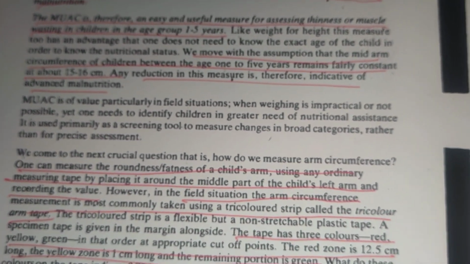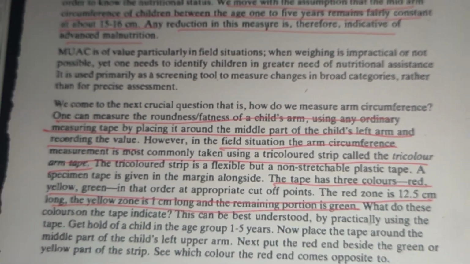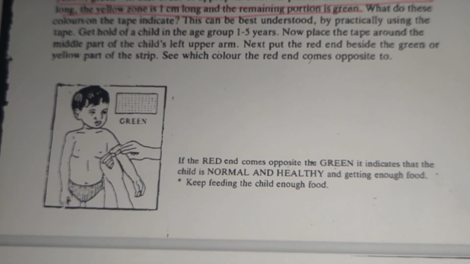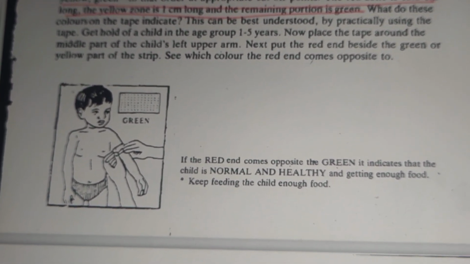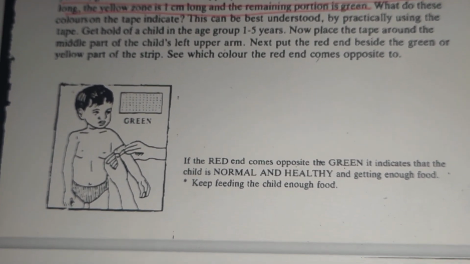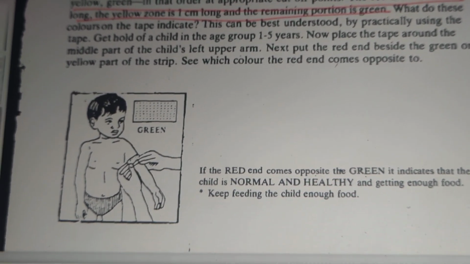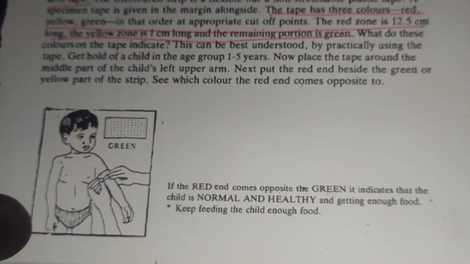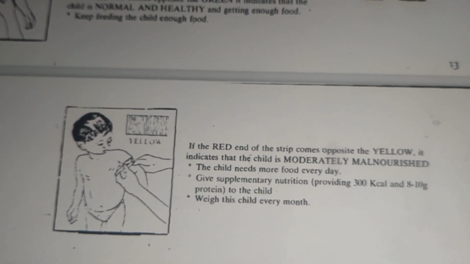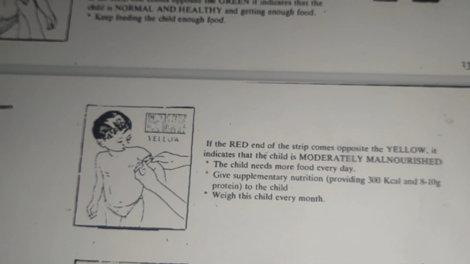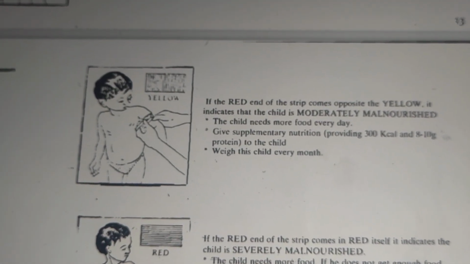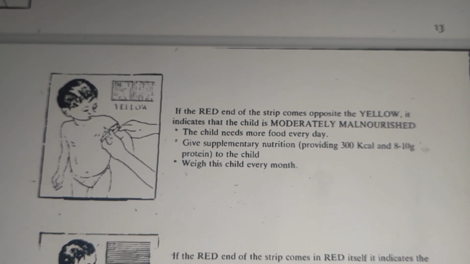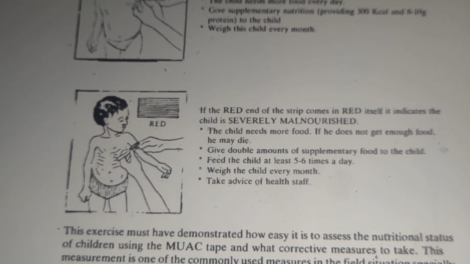If you are measuring in the field, a tricolor arm tape is used. How is it used? The middle part of the arm is taken for the measurement. If the red end comes opposite to the green, it indicates the child is normal and healthy. If the red comes opposite to yellow, it indicates the child is moderately malnourished. Such a child requires an extra 300 kilocalories of energy and 8 to 10 grams of protein, and has to be monitored regularly.